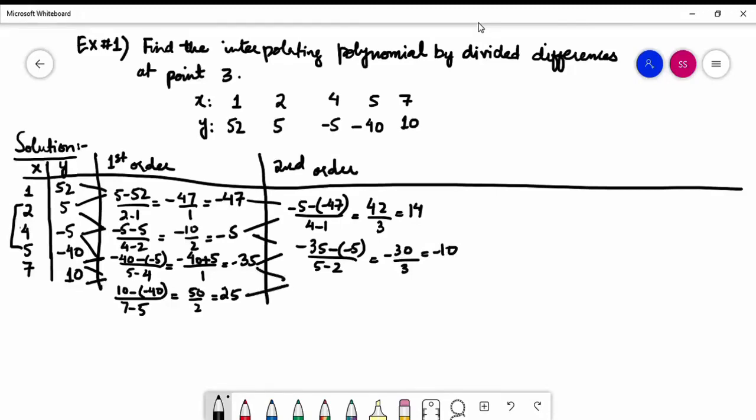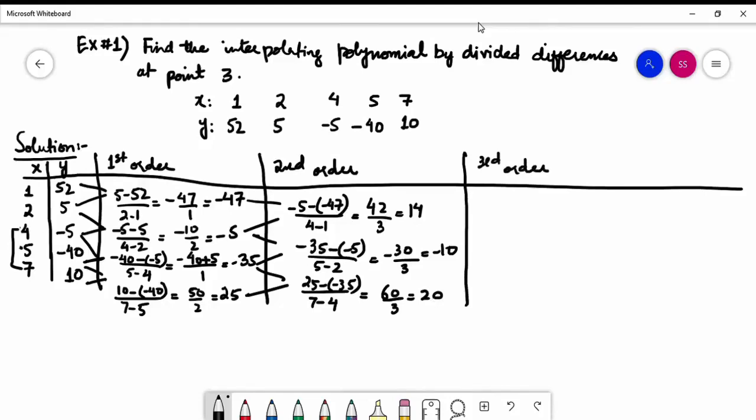Okay, so your domain frame is changed from 4 to 7. Okay, and then 25 minus 35 divided by 7 minus 4, and 25 plus 35 is, I guess, 60. So 60 divided by 3 is equal to 20. And then third order divided differences. Now your domain frame will be from 1 to 5.